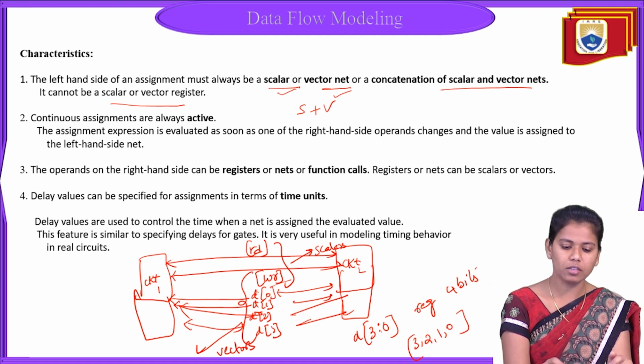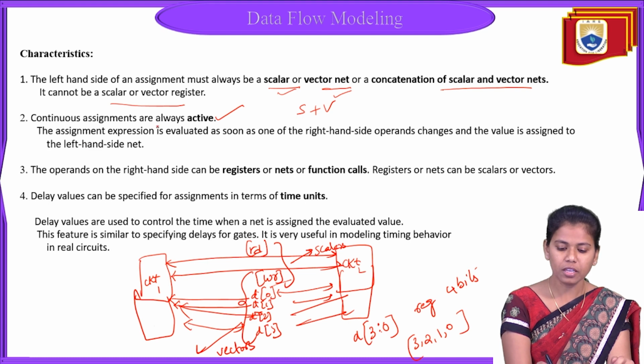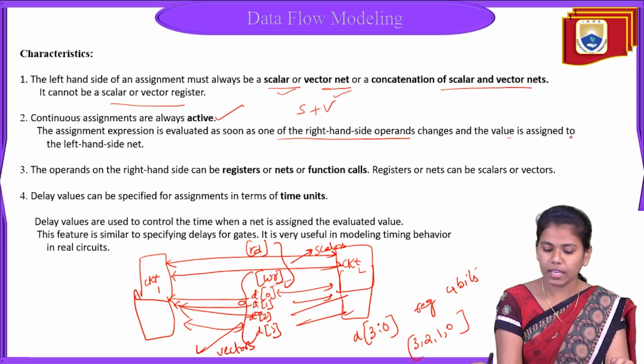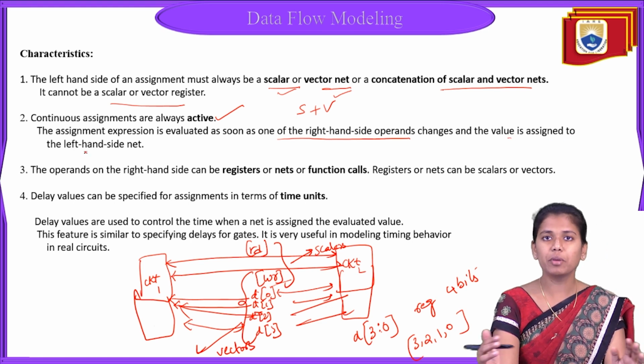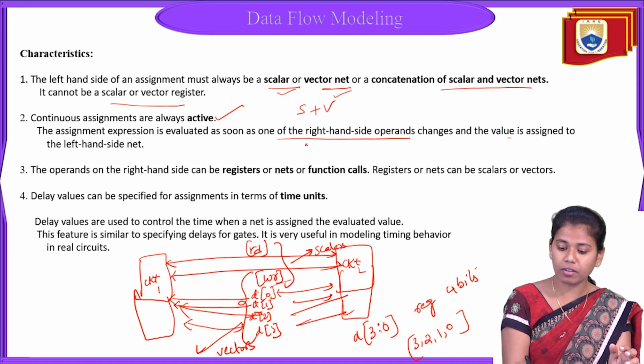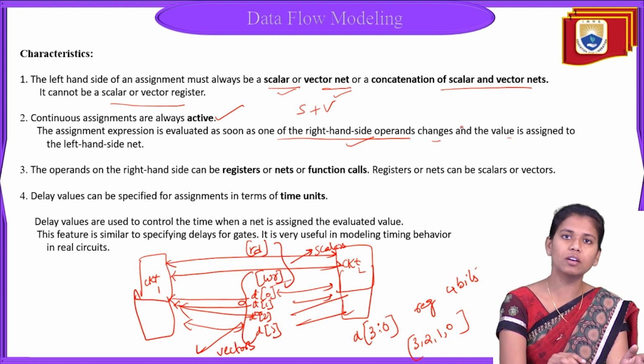Coming to the second point, continuous assignments are always active. So these assignments are always active because the assignment expression is evaluated as soon as one of the right hand side operands changes, and a value is assigned to the left hand side net. Why? Because here you will see the assigning of the bits. Right hand side operands change and the value is assigned to the left hand side.